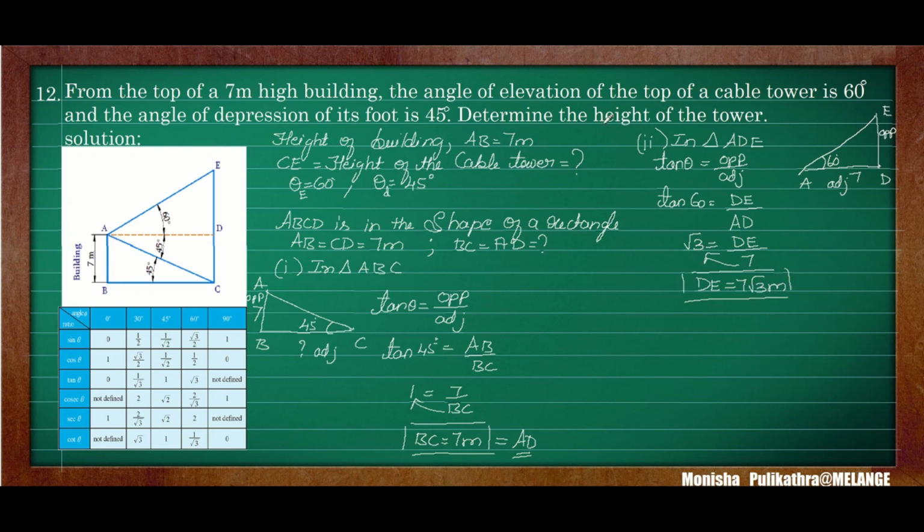But they have asked to find out the height of the tower. Height of the tower is CE, whereas this CE is equal to CD plus DE. So what is CD? CD is equal to 7 meter and DE is equal to 7 root 3. So 7 is common. If we take 7 common, it will be 7 into (1 plus root 3). So the height of the tower is 7(1 + root 3) meter. I hope you understood this.